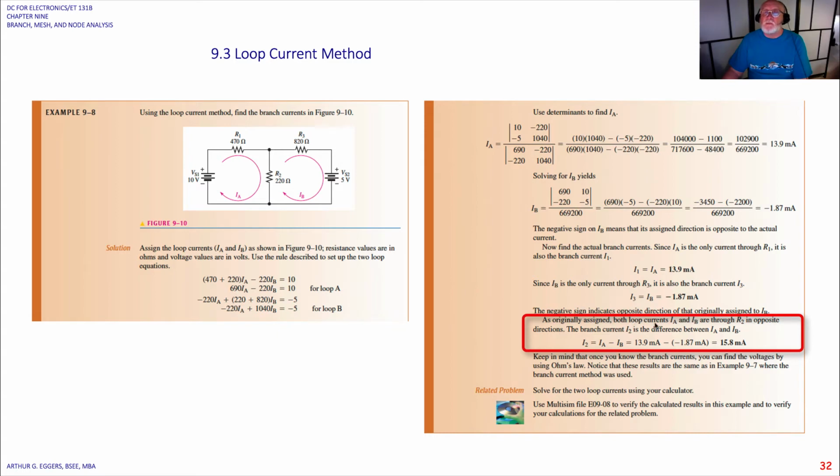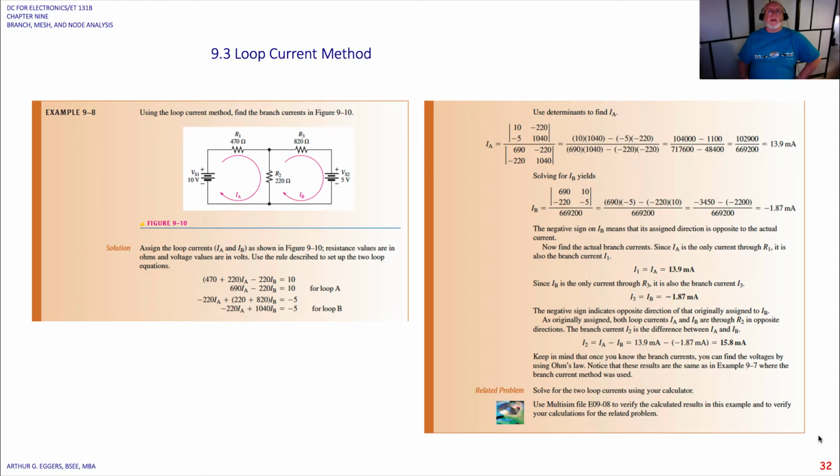As originally assigned, both loop currents I sub A and I sub B are through R2 in opposite directions. The current I2 is then the difference between I sub A and I sub B. So you can say I2 is equal to I sub A minus I sub B, which is 13.9 milliamps minus a minus 1.87, which is the sum then, giving us 15.8 milliamps. Keep in mind that once you know the branch currents, you can find the voltages by using Ohm's law. Notice that these results are the same as in example 9.7, where the branch current method was used.